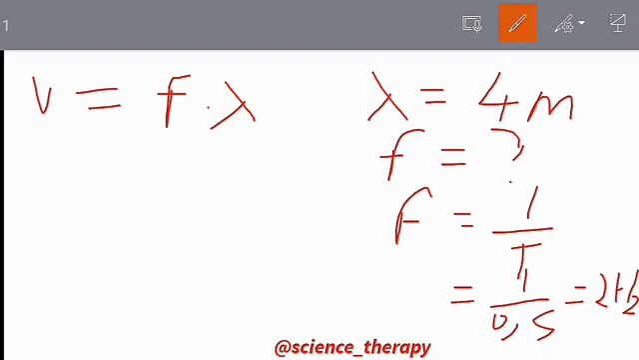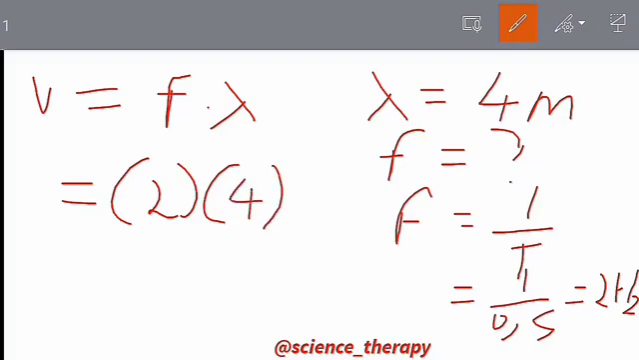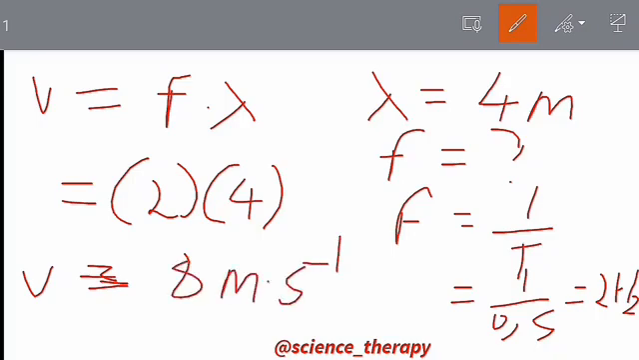Now that we have 2 hertz, we can come here and calculate. For frequency, we have 2 hertz. And for our wavelength, we have 4 meters. To calculate the speed, simply say 2 times 4. That equals 8 meters per second. And that's how you could have tackled the question. Awesome.